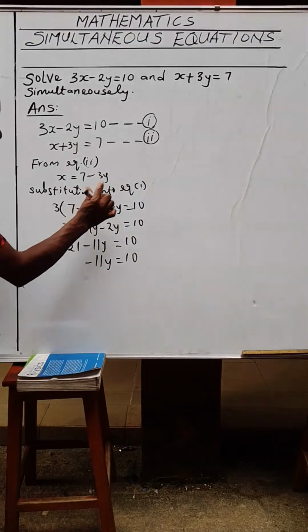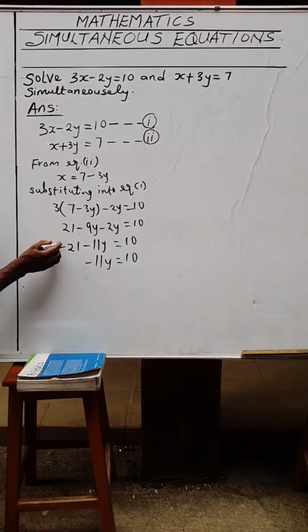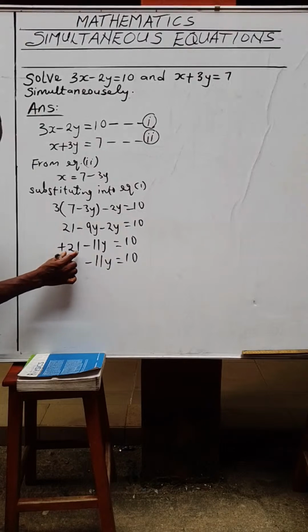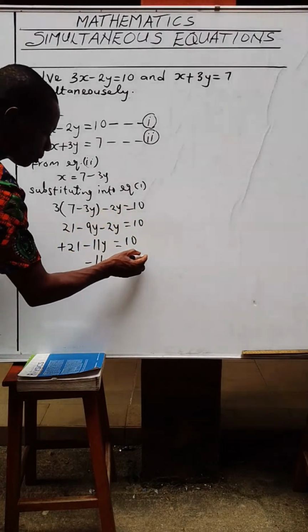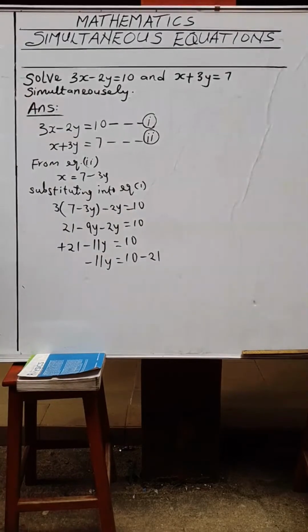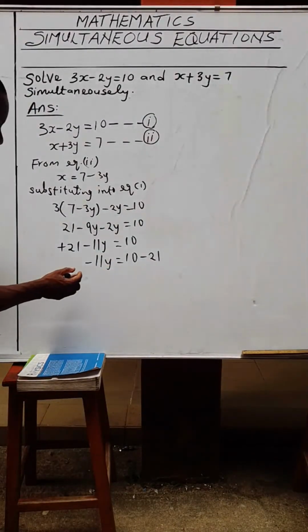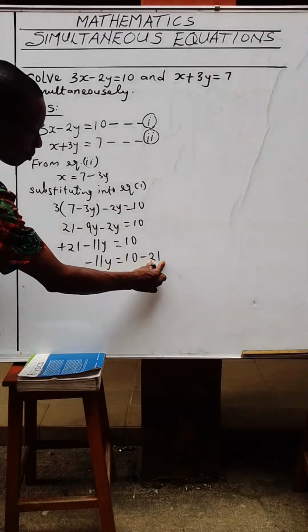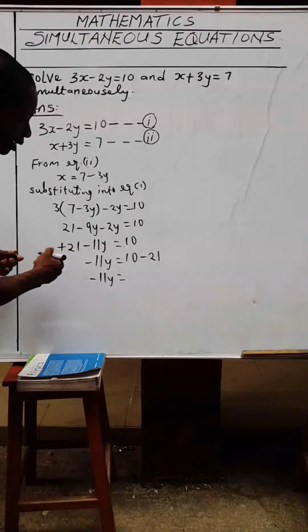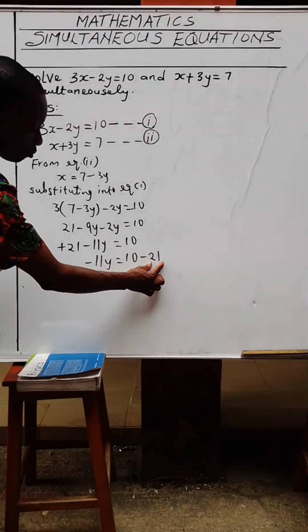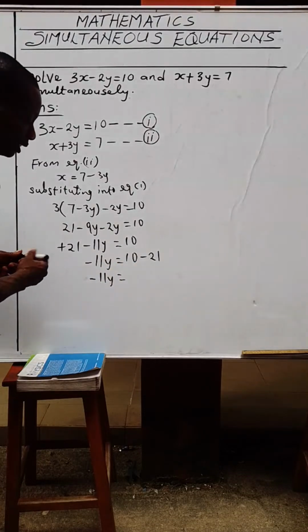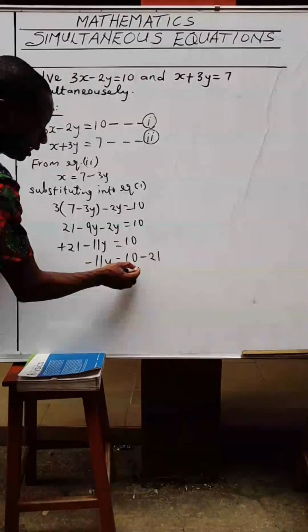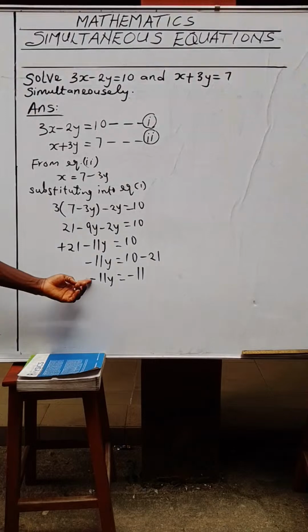Then this 21 is crossing that way. Don't forget that the 21 has plus. Okay, this minus belongs to 11. So this is plus 21. When it is crossing, it changes to minus 21. It means that we have minus 11y equals to 10 minus 21. Since we are subtracting a bigger number from a smaller number, we are going to have negative here, right? So the difference between 10 and 21 is 11. So you can see that here we have minus 11.